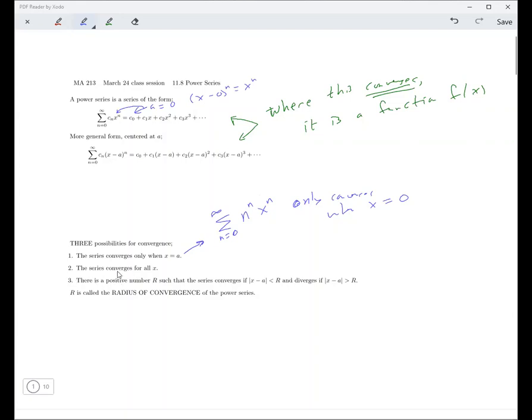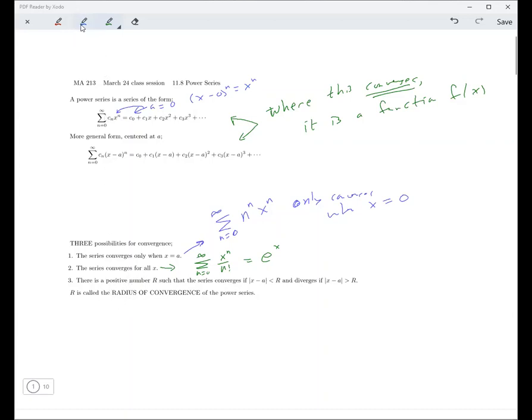The second case is it converges for all x. An example of that one would be x to the n over n factorial. This actually converges to the exponential function, but for all values of x, it converges.